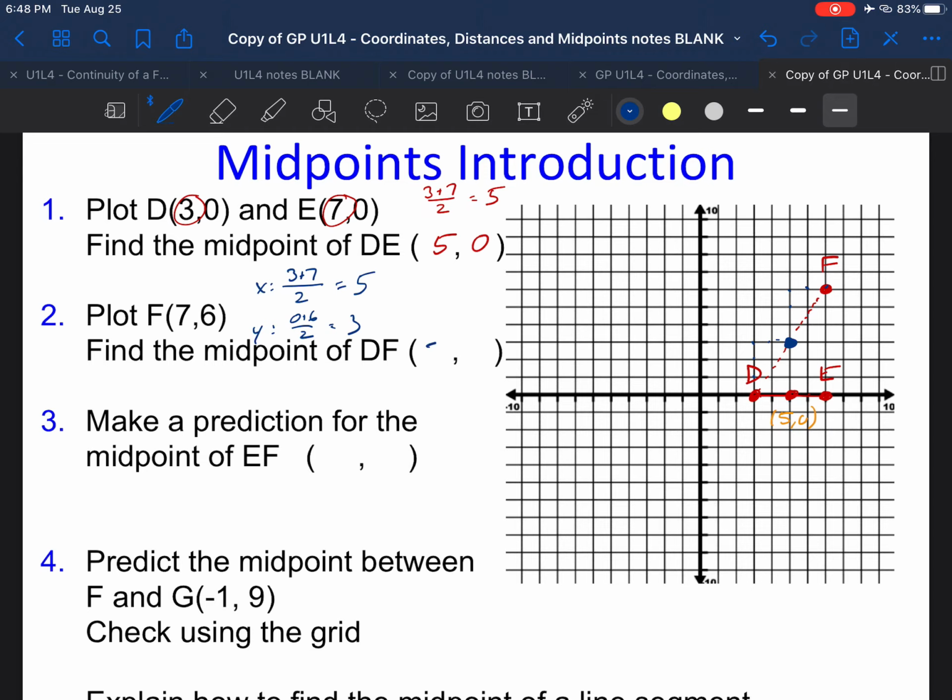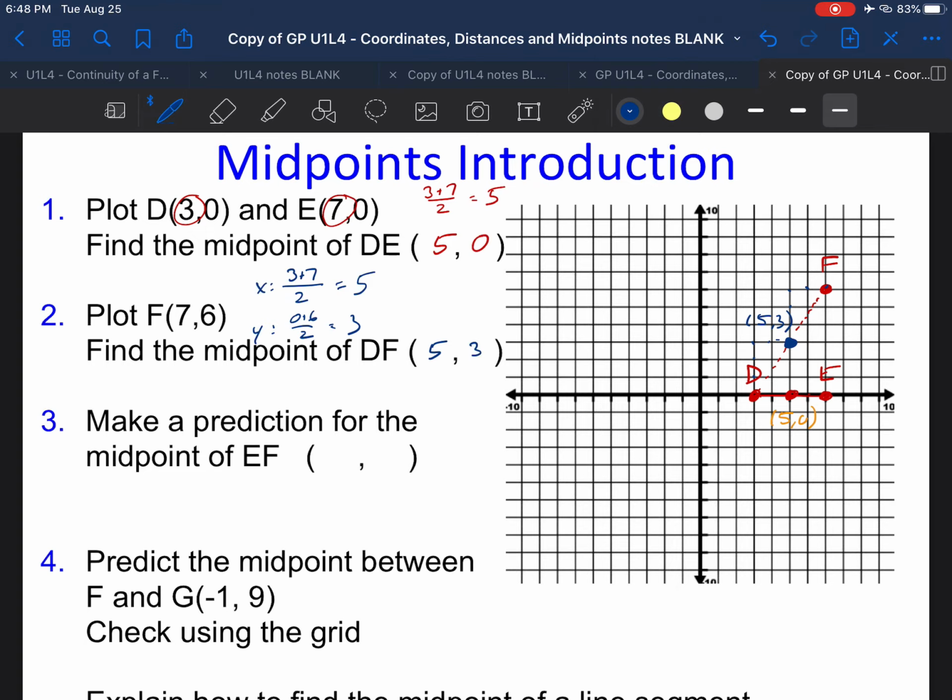Geez, what did we just say? 3. Nope. Sorry. 3 goes here. 5 goes here. Right? The x value is 5. That goes first. The y value is 3. Okay? So this point here is 5, 3.